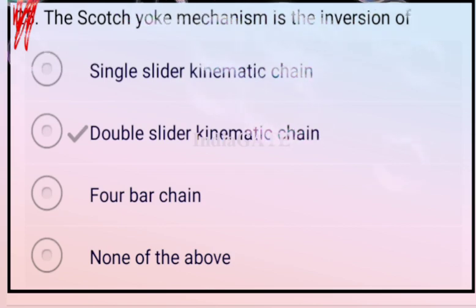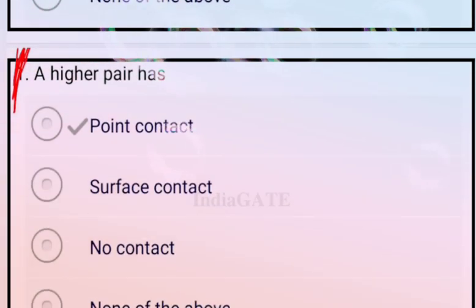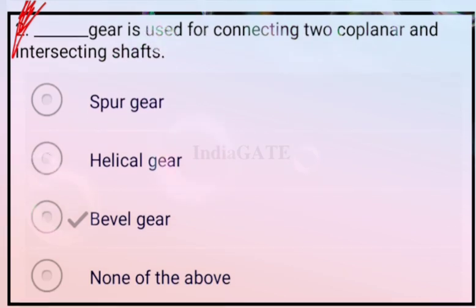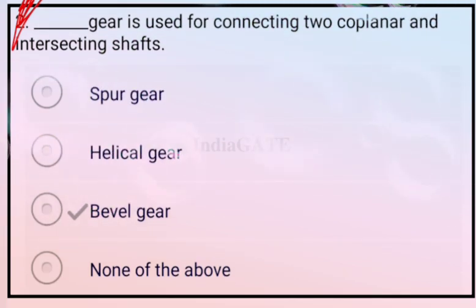So option B is your correct answer. Now come to the next question. A higher pair has point contact, means option A is your correct answer. Now come to the next question. Dash gear is used for connecting two coplanar and intersecting shafts. So the answer is Weber gear, that is option C.